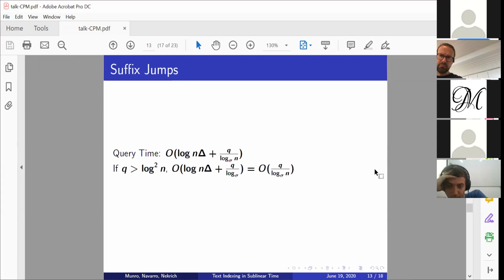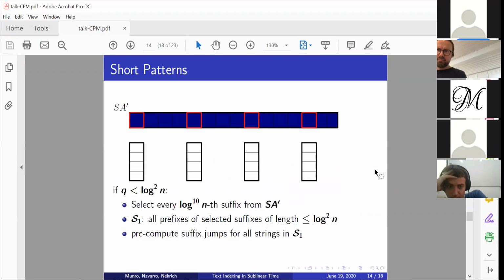Now, in fact, we can even further reduce the query time. To do this, we observe that this query time is already optimal when the length of the pattern is large. So if q is larger than, let's say, log squared n, then this first term will be consumed by the second term, and it will be just optimal q divided by log base sigma n. Now, to deal with short patterns, I will just very briefly explain the idea of what we will do.